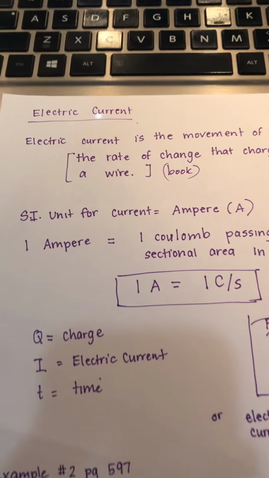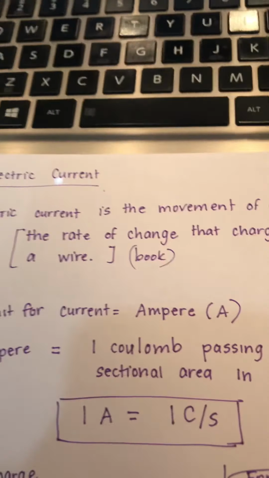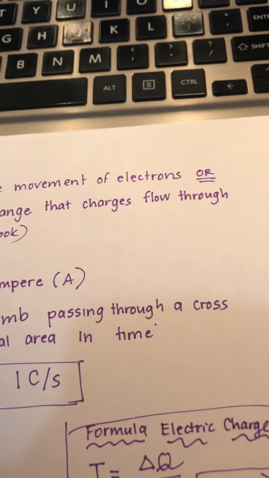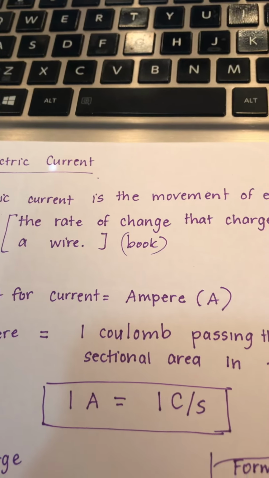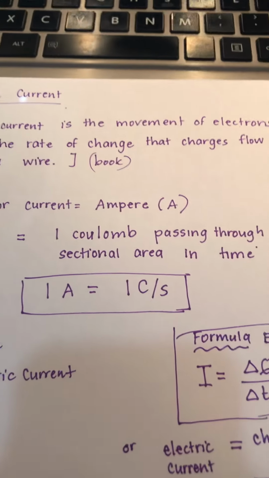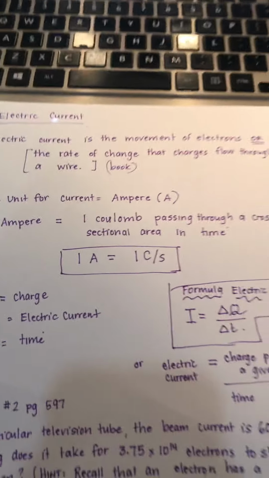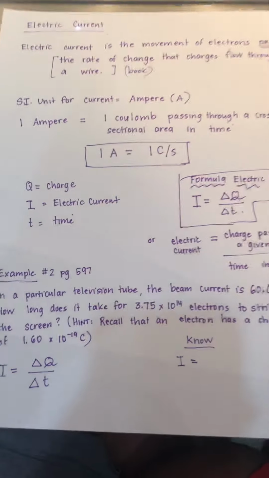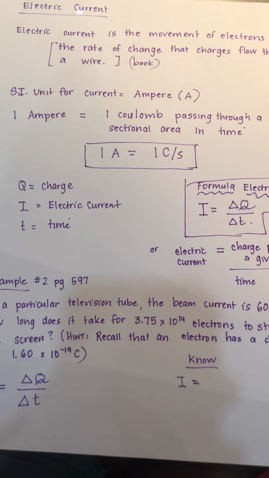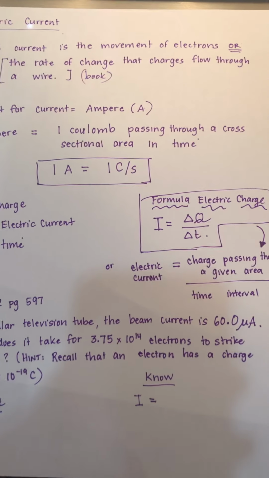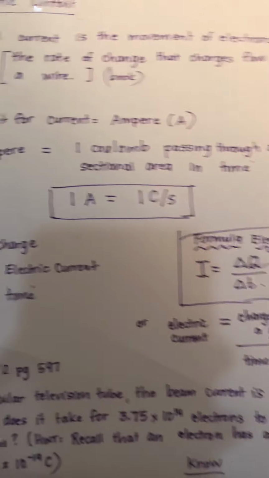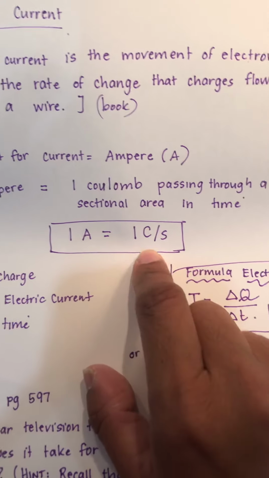So we're talking about electric current. What is electric current? Electric current is the movement of electrons, or as the book says, the rate of change that flows through a wire. The SI unit for current is the ampere, or capital A. I know you don't remember way back to 8th grade, but that was one of the first lessons we learned: the SI units for some things. We're going to denote this as 1 ampere is equal to 1 coulomb passing through a cross section in time.